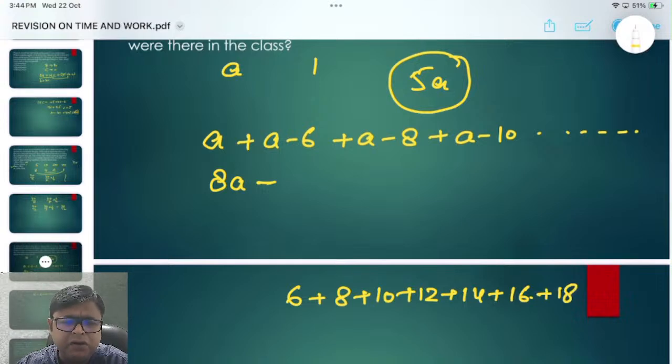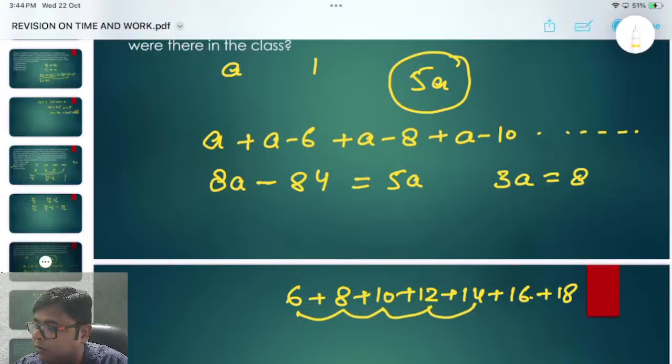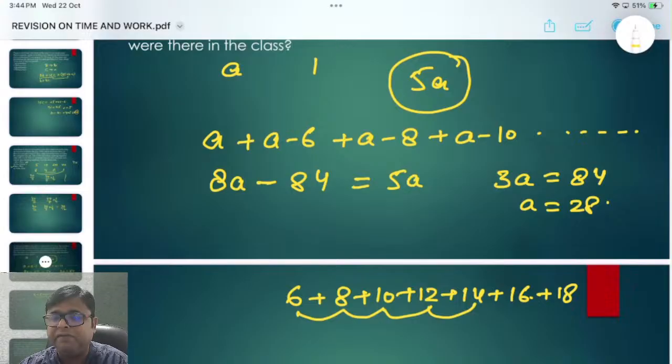I can add simply, don't make an AP or something unnecessary, it will take time. So 14 and 10, 24, 36, 50, and 50 and 34, 84, minus 84. This is the total capacity and this is also equal to 5A. So 3A is 84, so A is 28. So very simply I can do this problem, not a very difficult one.